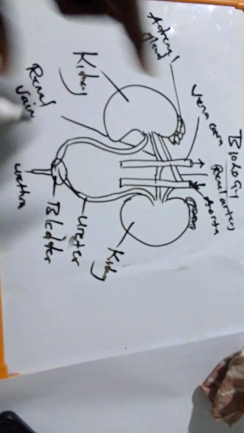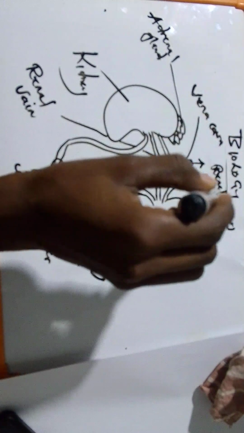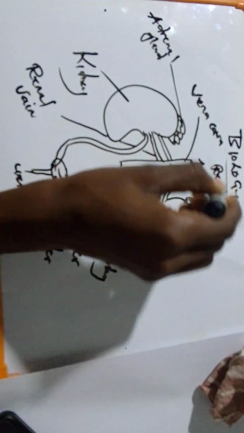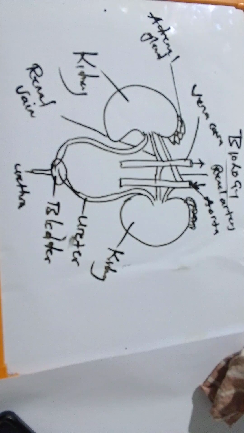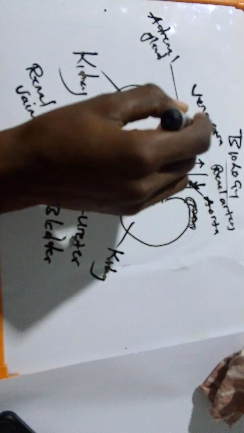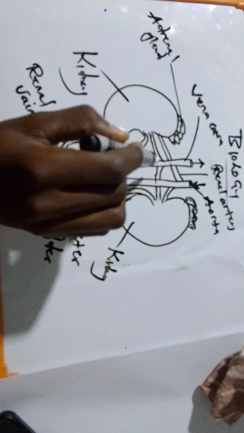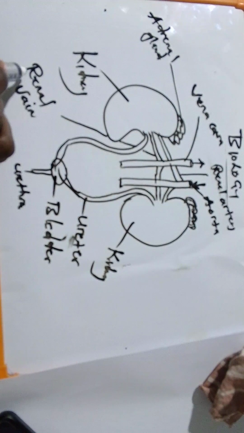Then the aorta has branched blood vessels which are called the renal artery. So the renal artery is coming from the aorta. Then also the vena cava has a branched blood vessel, which is called the renal vein.